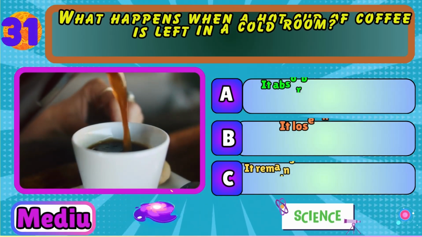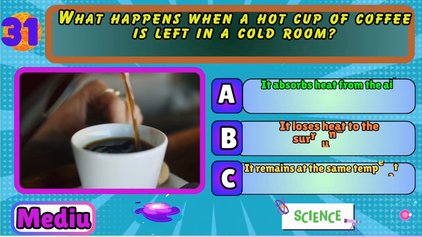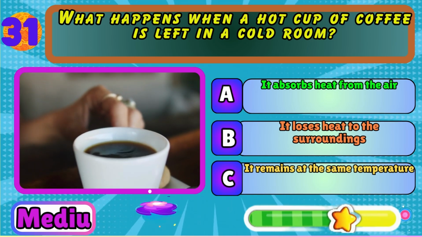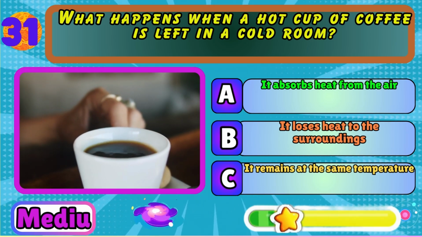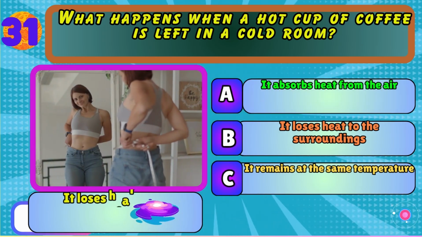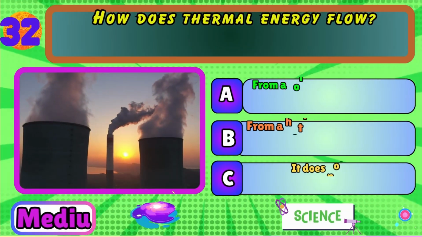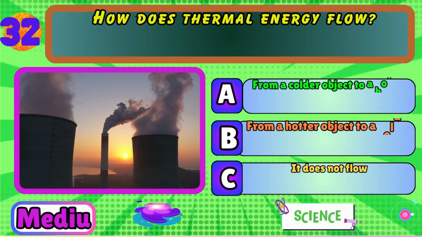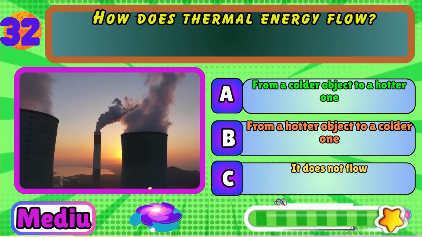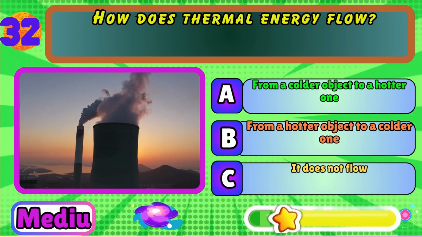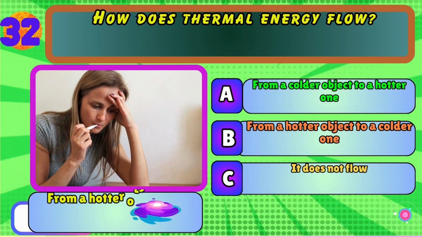What happens when a hot cup of coffee is left in a cold room? It absorbs heat from the air, it loses heat to the surroundings, or it remains at the same temperature. It loses heat to the surroundings. How does thermal energy flow? From a colder object to a hotter one, from a hotter object to a colder one, or it does not flow? From a hotter object to a colder one.